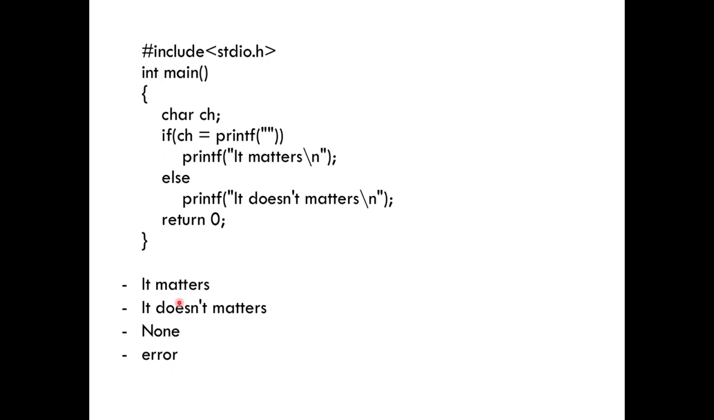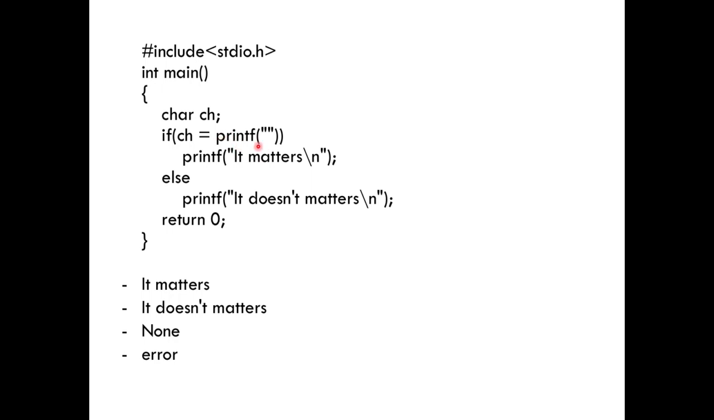So here you can see that a piece of code has been given. What is the output of this particular code? Here ch, which is a character, is printing what? It's not printing anything. So what does ch contain? It is not printing anything. So what does it mean?